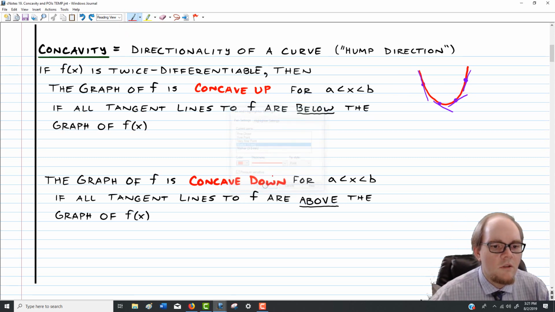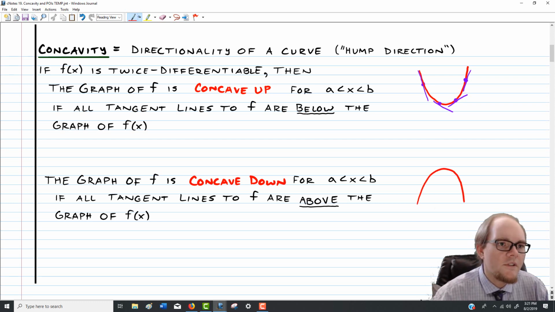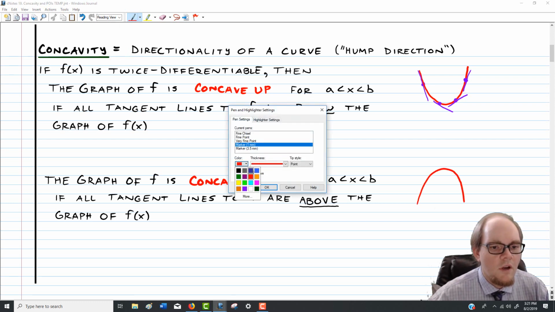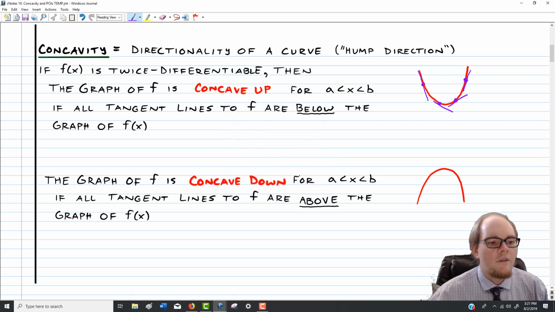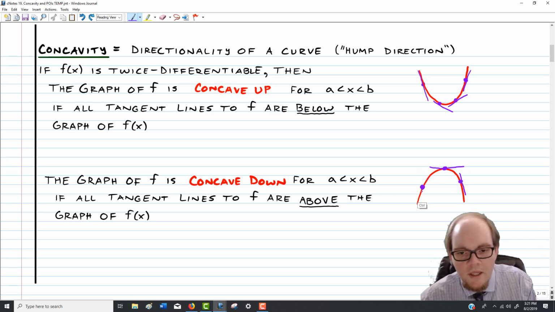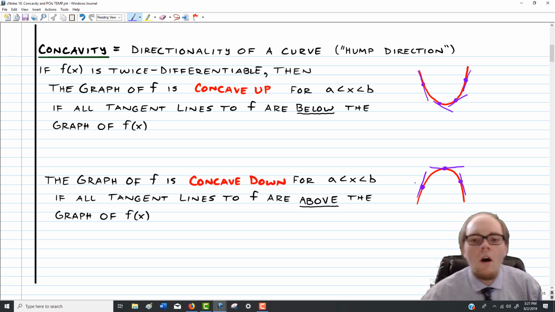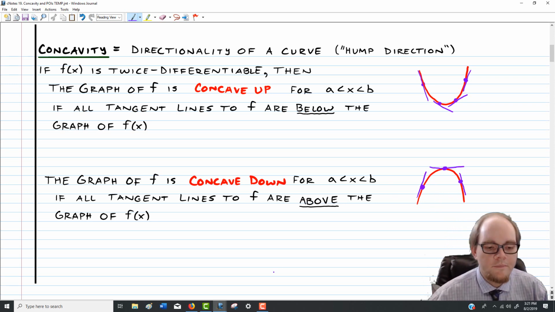On the flip side, we have concave down. Concave down reverses the direction of that statement. So concave down for an interval a to b is when all the tangent lines to f are above the graph of f of x. So for instance, if I draw my tangent lines here, notice that any tangent line I draw appears to be above the curve for all values along that curve.